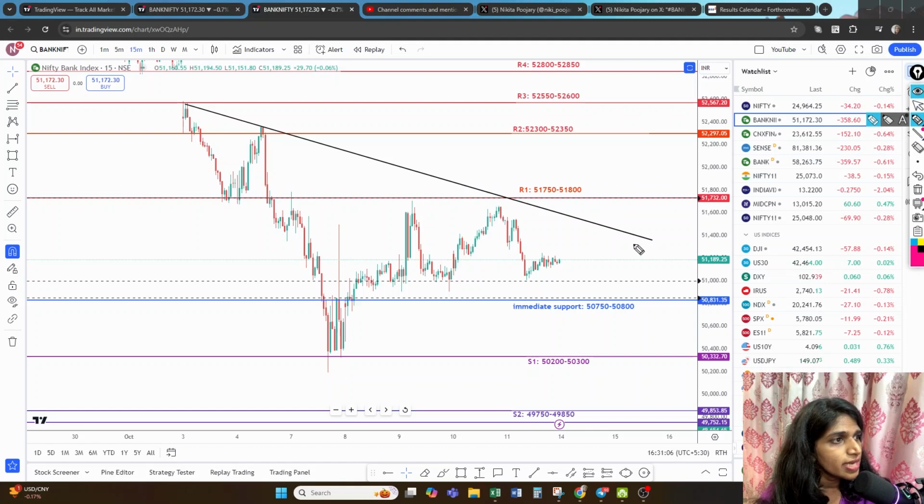Now for example, on Monday, if we open flat, as I said, don't do anything as a directional player, just place triangles. You have to be a non-directional player unless 51,800 is taken out on the upper side, or even if you don't want to wait till 5200, at least you need to wait till 5800 or 5750 to be taken out strongly. Only then you can play for this kind of level.